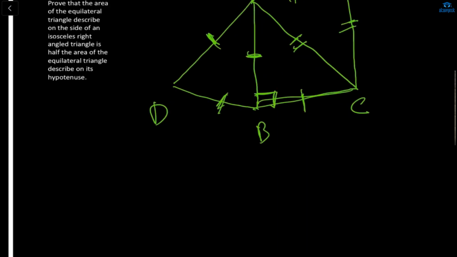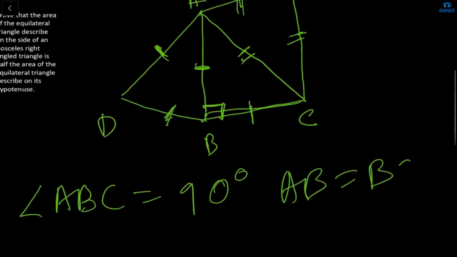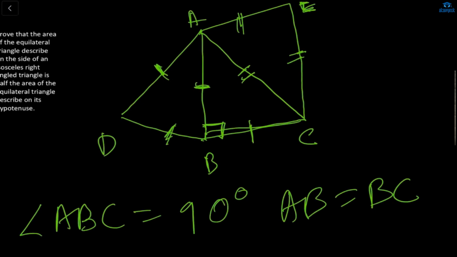Now what is given is triangle ABC, in which angle ABC is equal to 90 degrees, because it is a right angle triangle, and AB is equal to BC, because it's an isosceles type. And what else is given? If you see the figure, triangle ABD and triangle ACE are the two triangles that are drawn and extended on this right angle triangle.